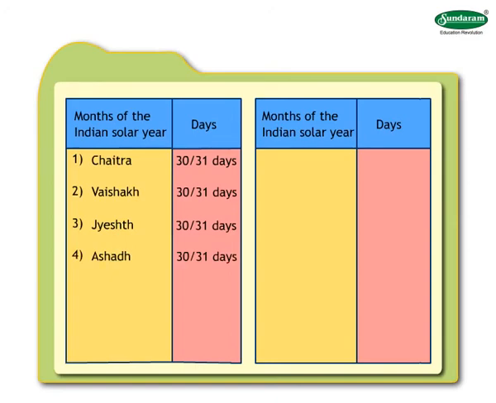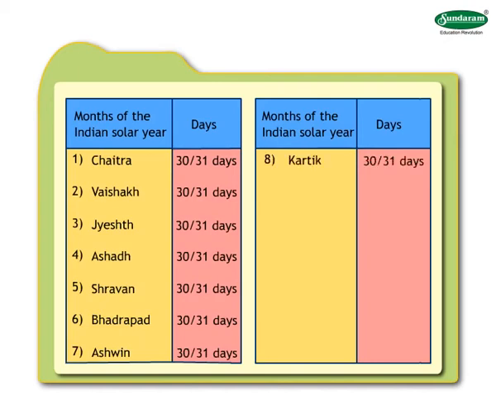The fifth month is Shravan. It has 30 or 31 days. The sixth month is Bhadra or Bhadrapad. It has 30 or 31 days. The seventh month is Ashwin. It has 30 or 31 days. The eighth month is Kartik. It has 30 or 31 days. The ninth month is Agrahayan or Margashish. It has 30 or 31 days.